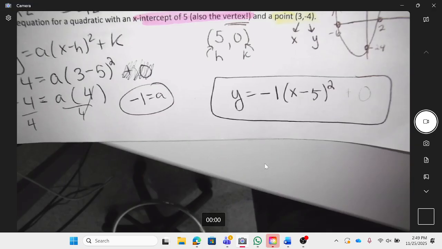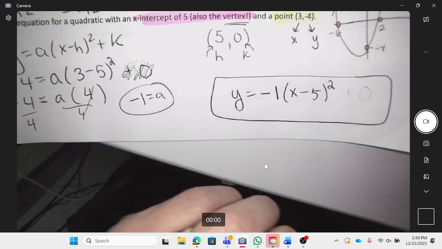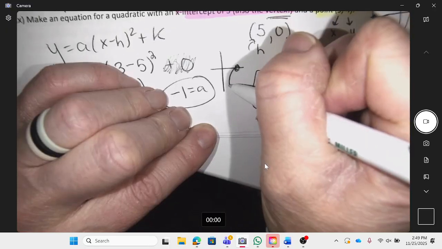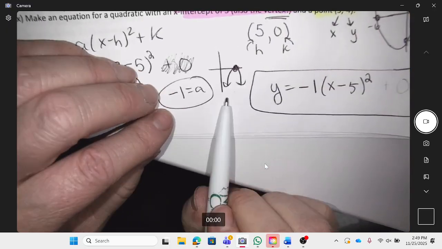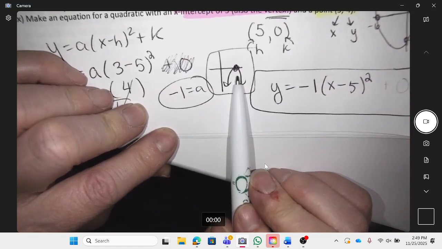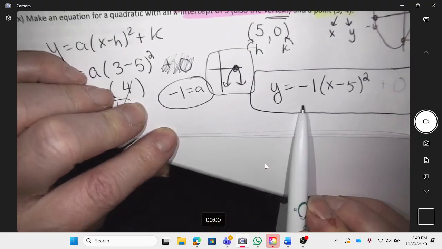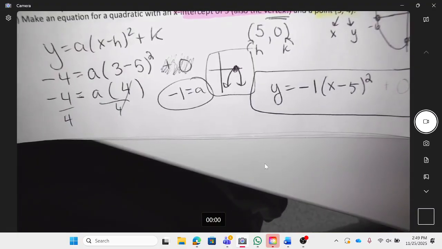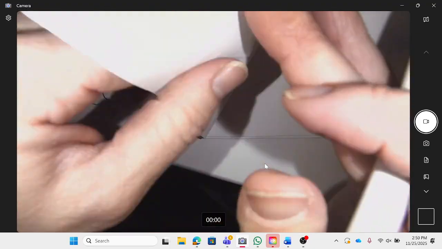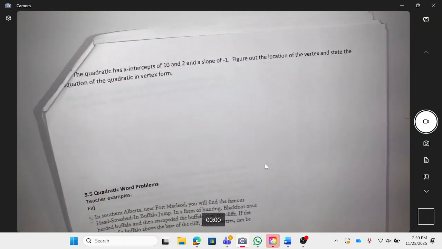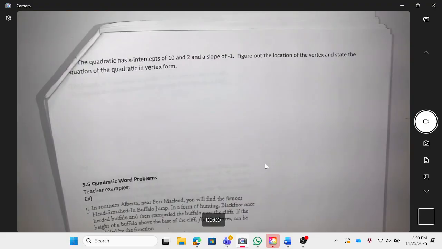Do you guys understand what that would look like? What about this idea? Because the x-intercept and the vertex is at 5 and -1. Means what? Flipped. Okay, last question here.